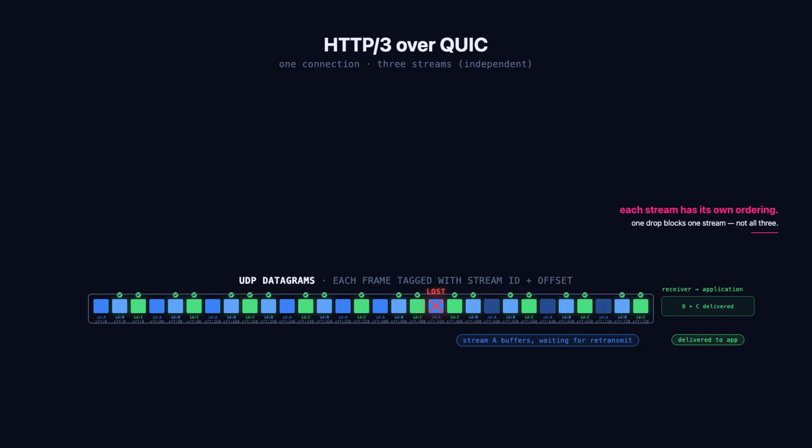That's the problem from Scene 2 solved at the right layer, at the transport, where the protocol can finally see what TCP never could. It's a small idea, but it's the thing that lets a web page with 200 small assets load over a single connection without one slow asset poisoning all the others.